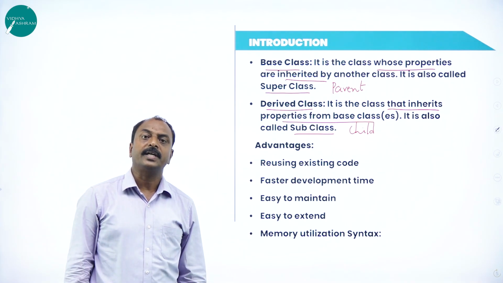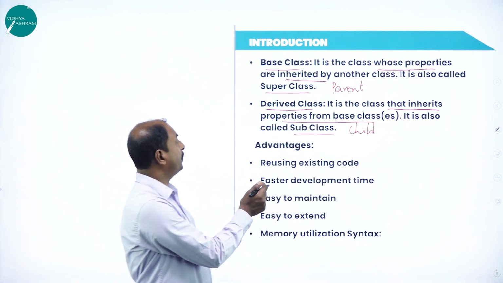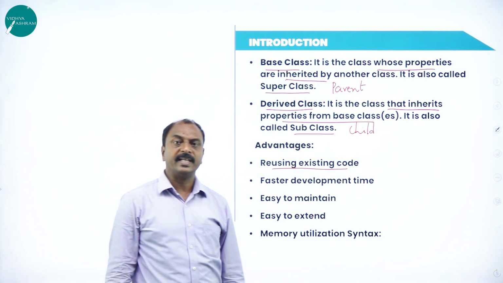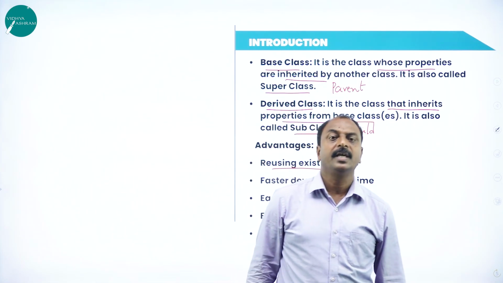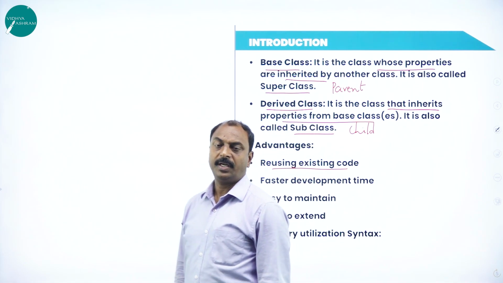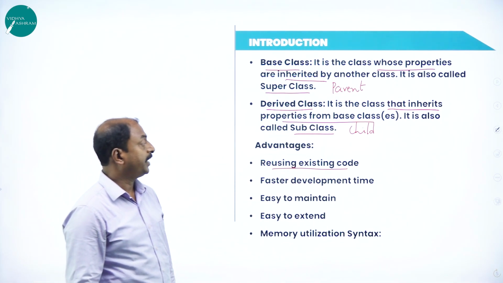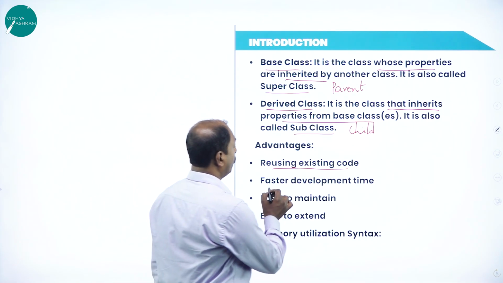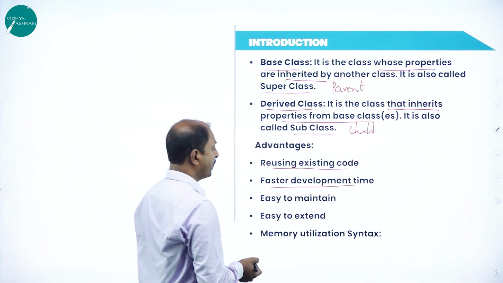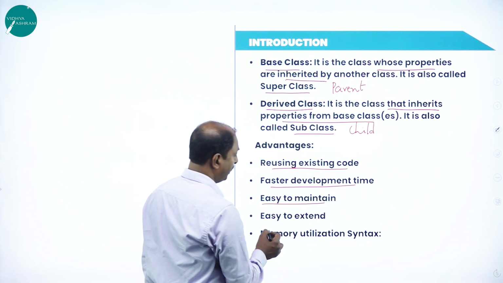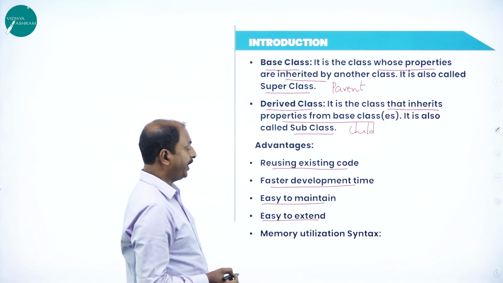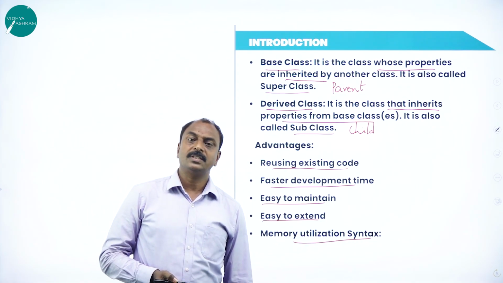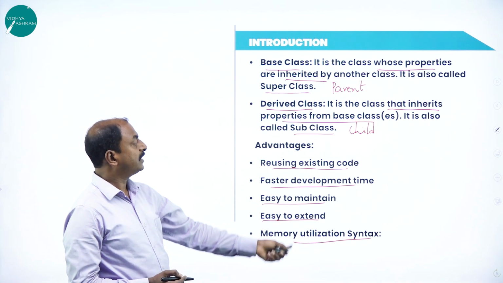Now, what are the advantages of inheritance? It is reusing existing code. Once the code has been used or inherited, same code can be used elsewhere, or we can inherit the same code in some other class. And next one is faster development time and easy to maintain, easy to extend, and memory utilization easy. So these are the advantages of inheritance.